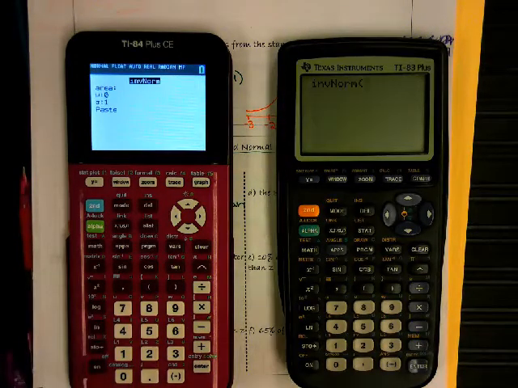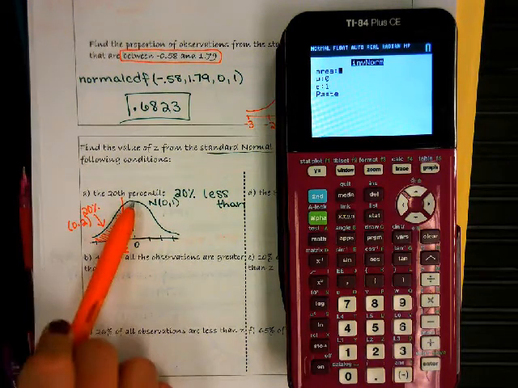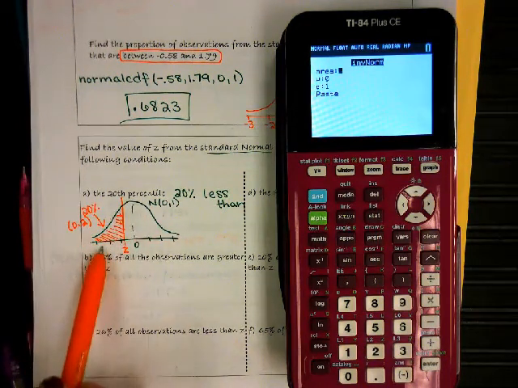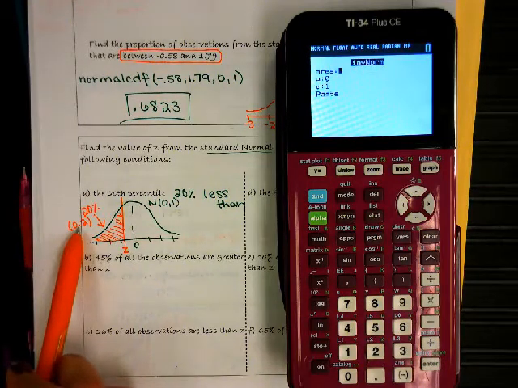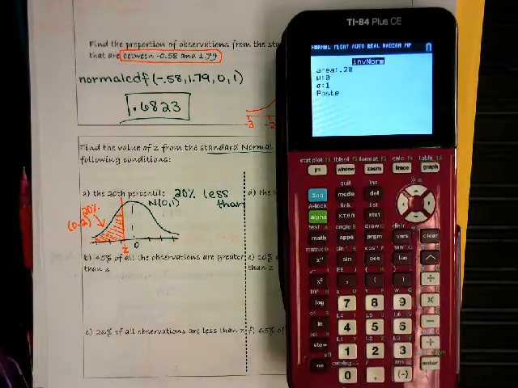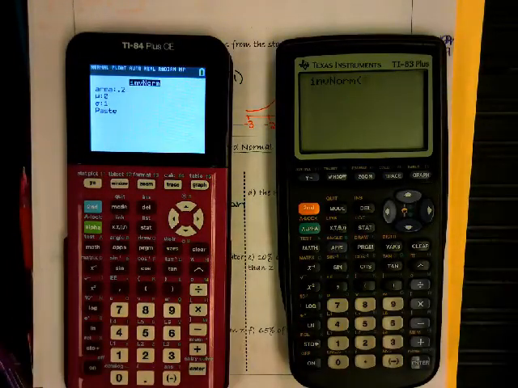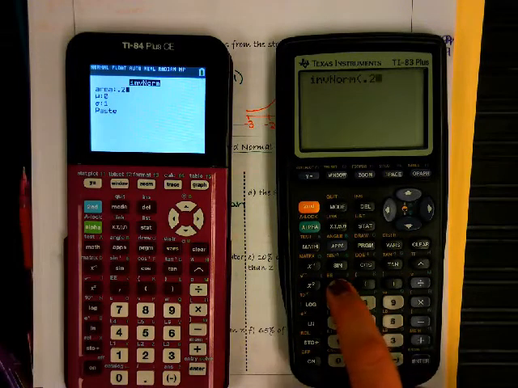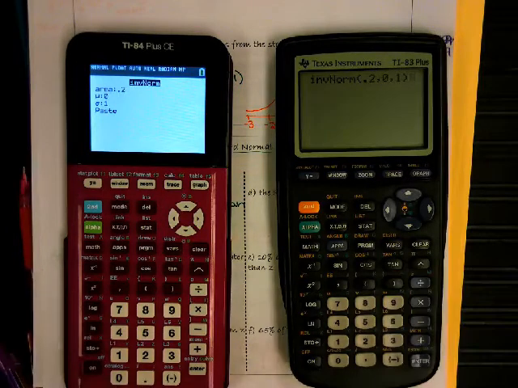Like Tyler reminded us, the 20th percentile means we have 20% below, or 0.2. The calculator wants it as a proportion. If you type 20 in there, it won't give you a good answer. So we're going to put 0.2 for the area. For those of you with the older calculator, you're going to type in your area, comma, your mean, comma, standard deviation. So just like yesterday, you type things in with commas in between. And then we're going to hit paste.